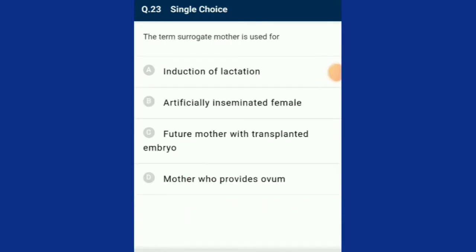Question number 23. The term surrogate mother is used for. A surrogate woman is one who bears a child on behalf of another woman, either from her own egg fertilized by the other woman's partner or from implantation in her uterus of a fertilized egg from the other woman. So the answer is option C. Future mother with a transplanted embryo. That is, the term surrogate mother is used.